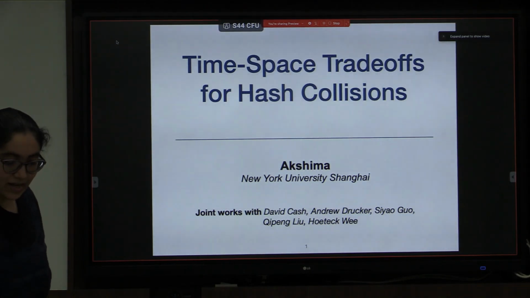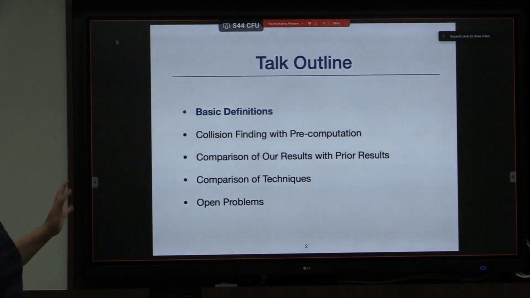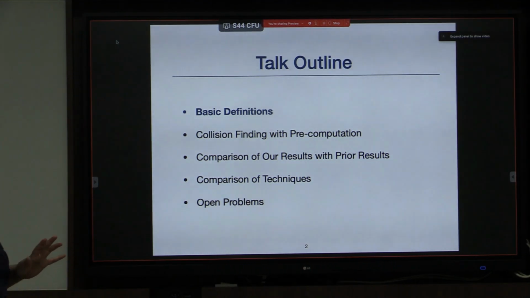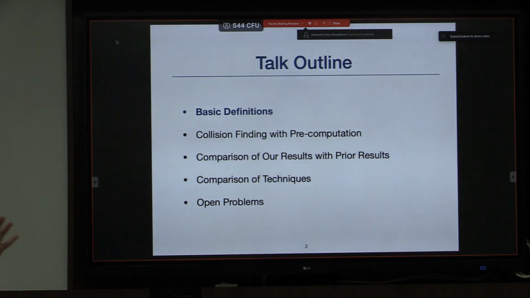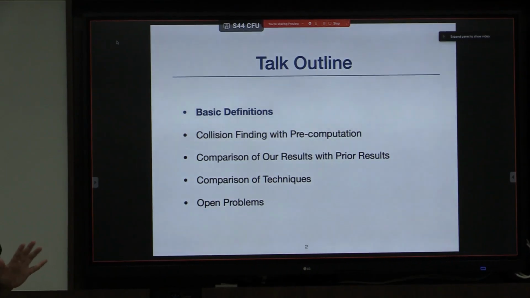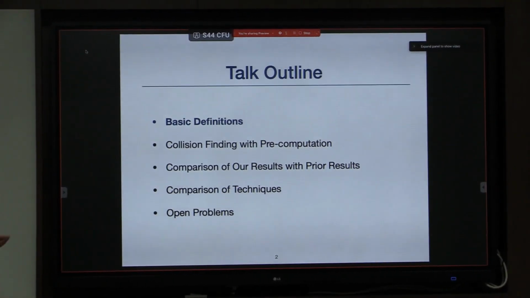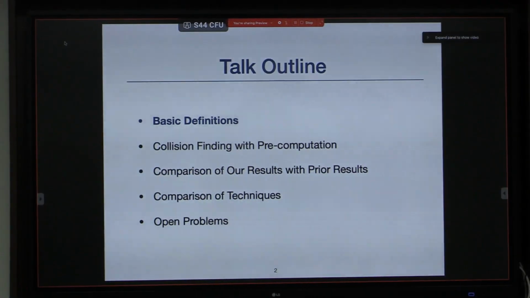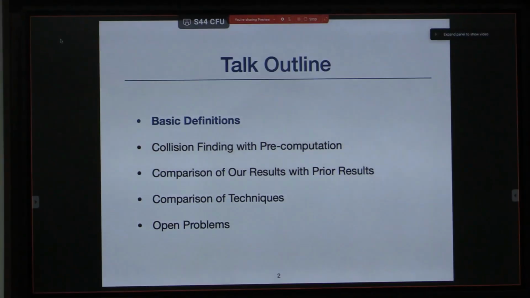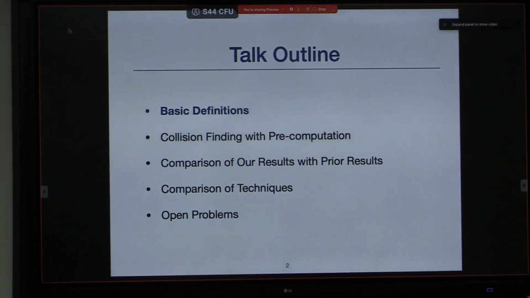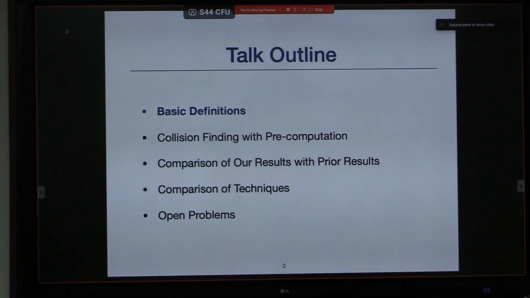So this will be the talk outline. I will first present some basic definitions. Then I will define our model, then give an overview of our results. Then I will follow with a high-level comparison of our techniques with prior works, and before that I share some interesting open problems in the area. Feel free to stop me and ask if you have any questions.